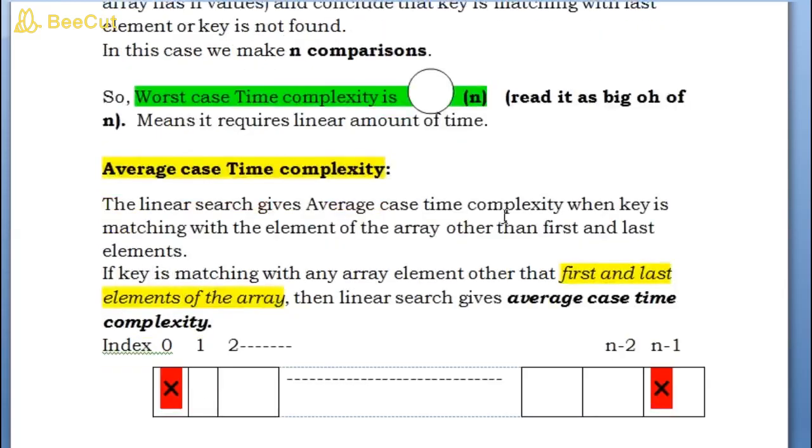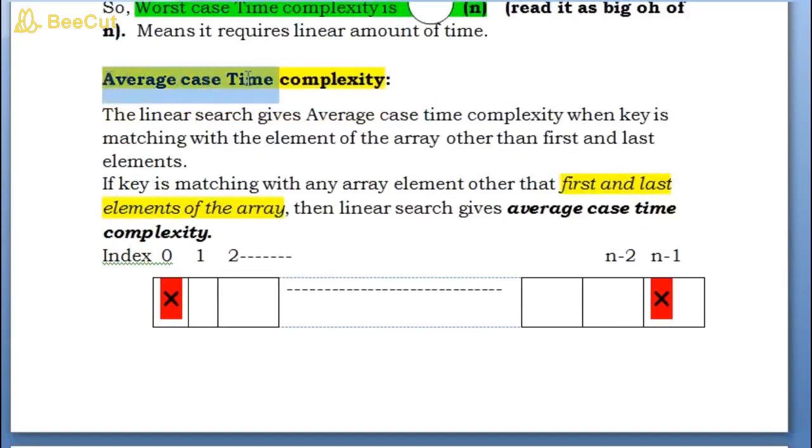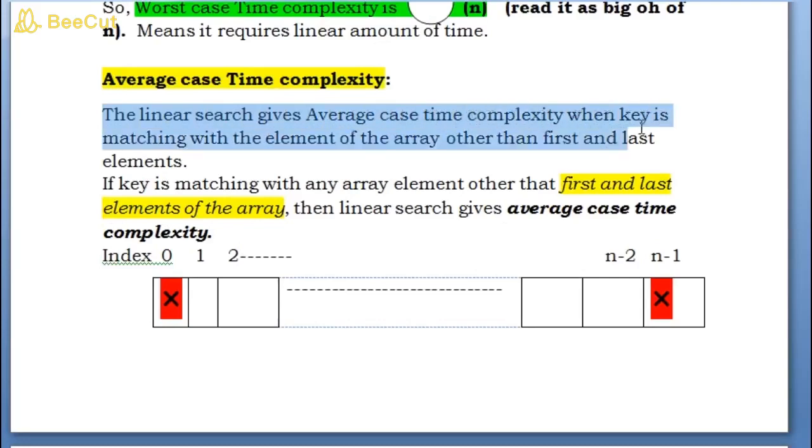the average case time complexity. So when does the linear search mechanism give average case time complexity? The linear search gives average case time complexity when the key is matching with an element of the array other than the first and last elements. So we should not consider the first element and last element, as we know that if the key element is matching with the first element of the array, that is the best case situation. If the key element is matching with the last element of the array, that is the worst case situation.